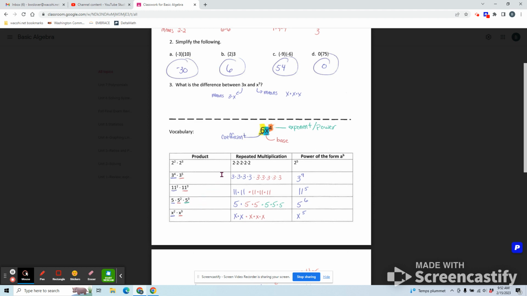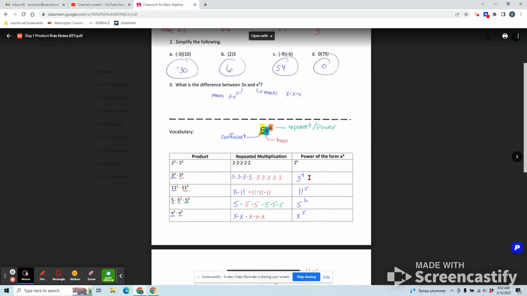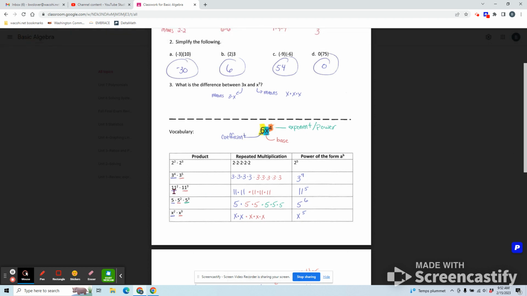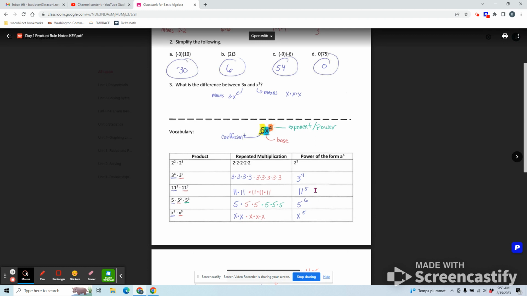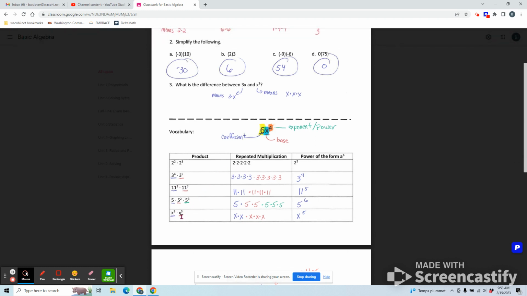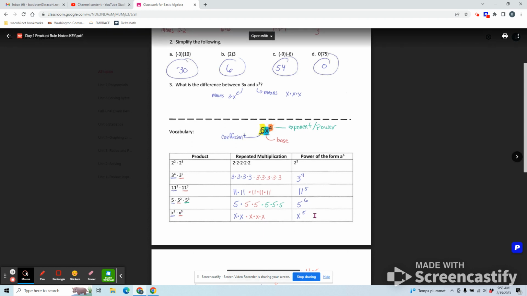If you're like me, you don't want to write everything out. There's got to be an easier way. So how do you think that we went from this 3 to the 4th times 3 to the 5th and ended up with 3 to the 9th? Or 11 squared times 11 cubed, and we got 11 to the 5th. Or x squared times x cubed and got x to the 5th.